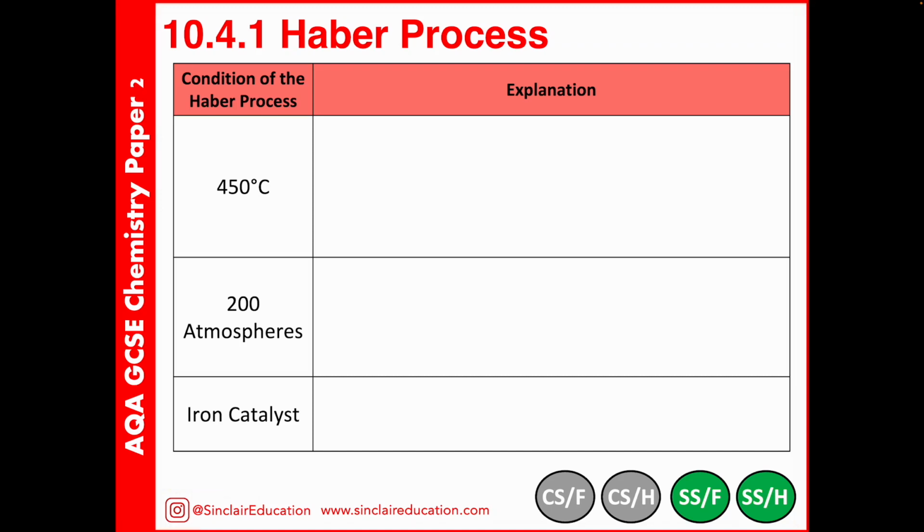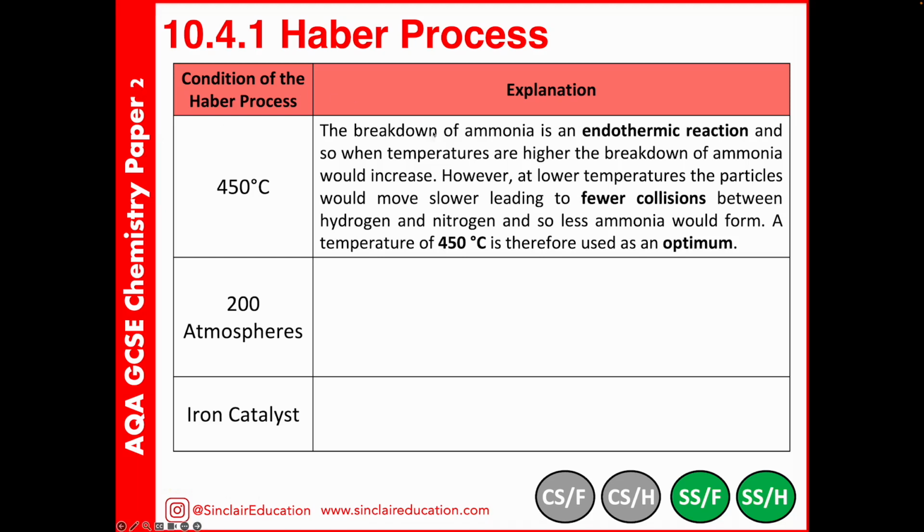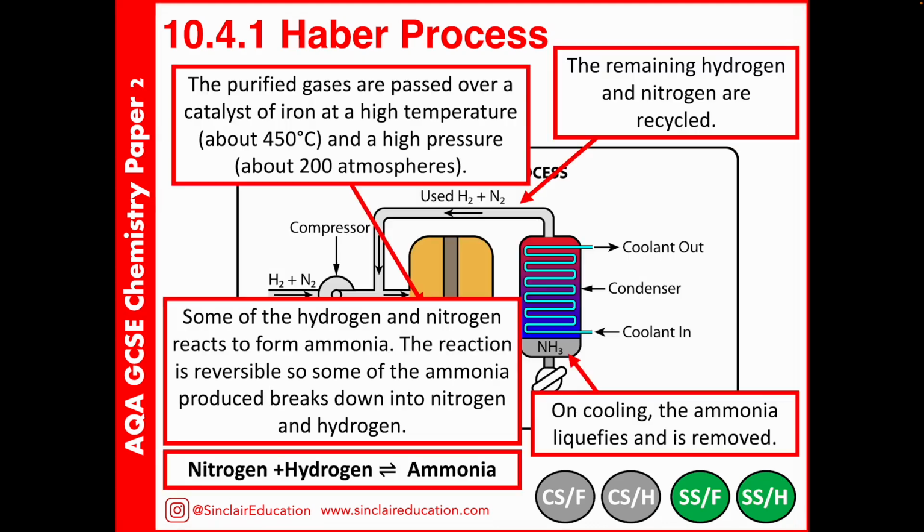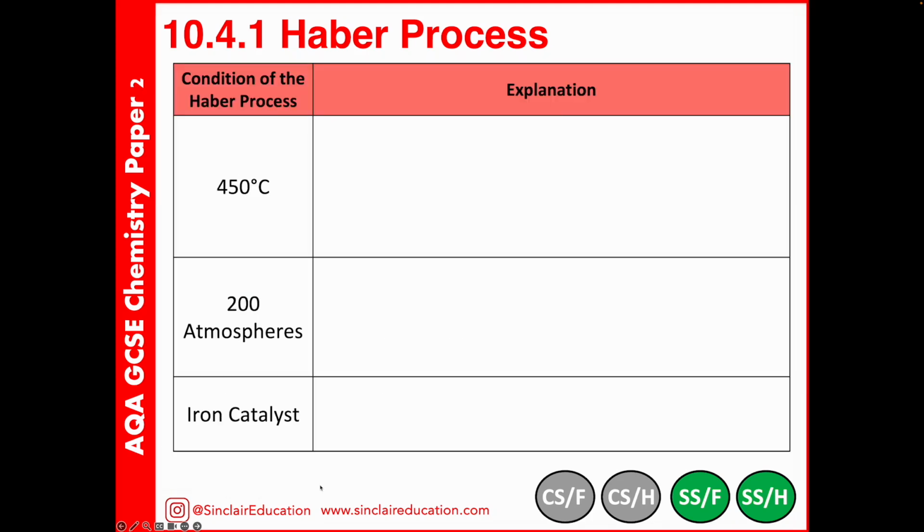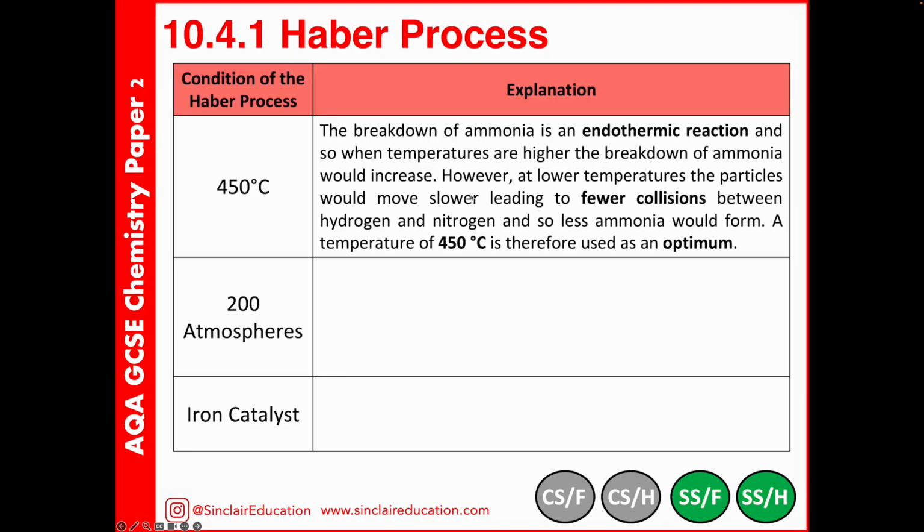A very common exam style question is to be asked why we use these conditions. And this really pins into the fact that the Haber process is reversible. So, with the reaction, ammonia's breakdown is endothermic. And so, if temperatures are high, ammonia will break down really quickly. So, actually, if we go back here, the reason why ammonia is cooled is because if it's cool, it won't have the energy to turn back into nitrogen and hydrogen as quickly. So, ideally, we want cool temperatures for this reaction. The warmer it is, the more the ammonia will break down.